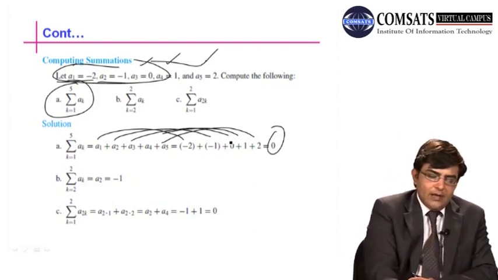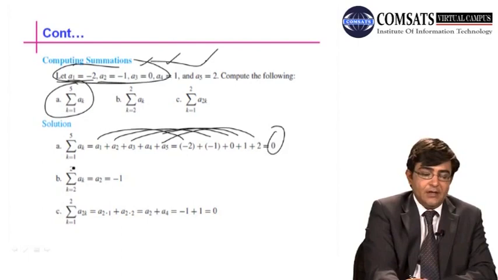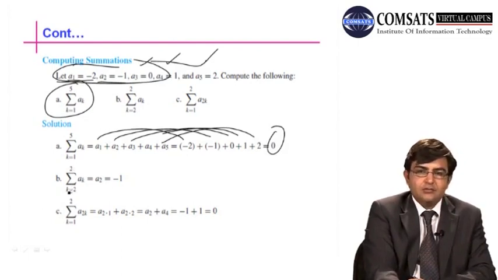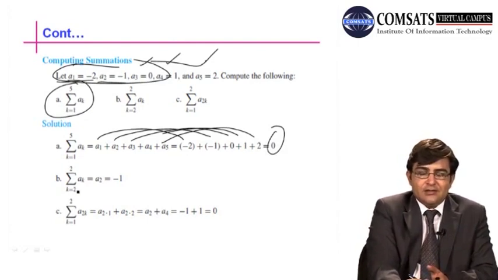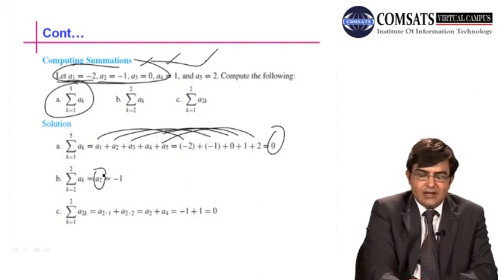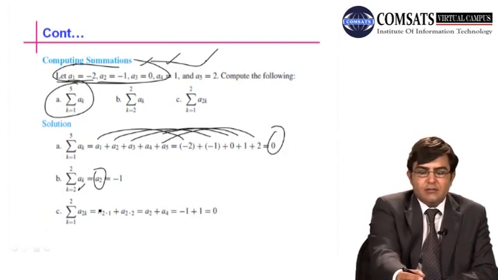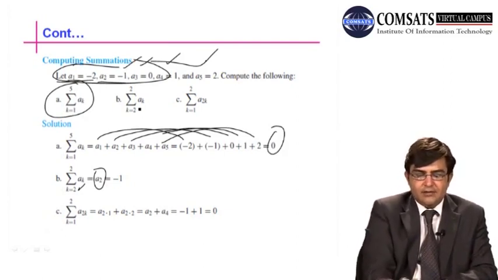Now, what happens if we have k is equal to 2 to 2? What does it mean? It means k can vary from 2 to 2. It means that k can take only the value which is 2. Summation k from 2 to 2 of ak is equal to only a2, because k can take value 2, so a2 is -1, so we obtain -1.